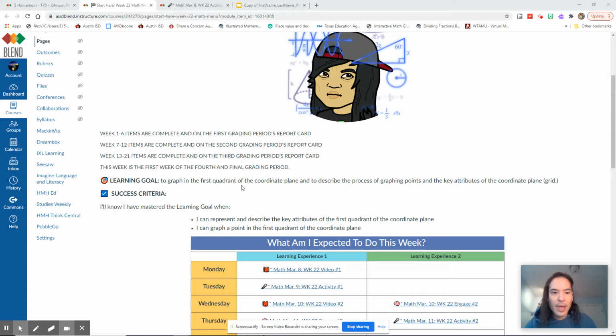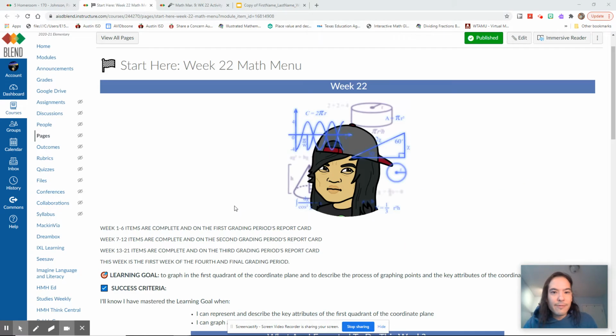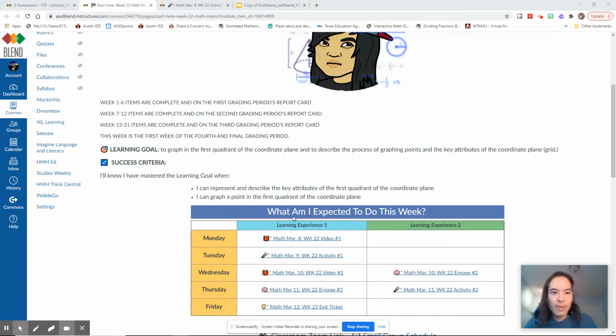And remember, this is the first week of the fourth 9 weeks. So all the grades from this week will go on your fourth 9 weeks report card. So really, if you have a lot of stuff from the third 9 weeks, weeks 13 through 21 to do, get that done this week, and then you can catch up.